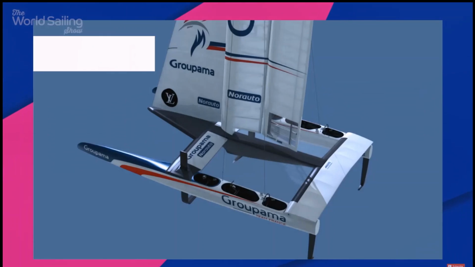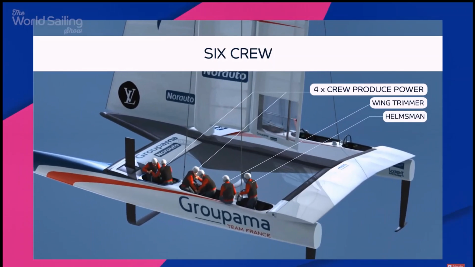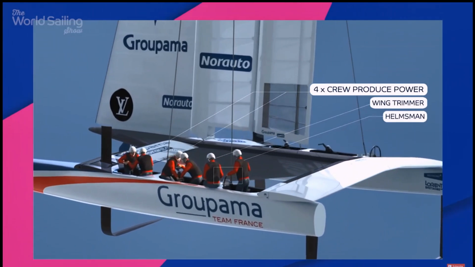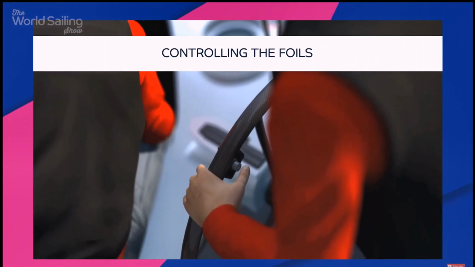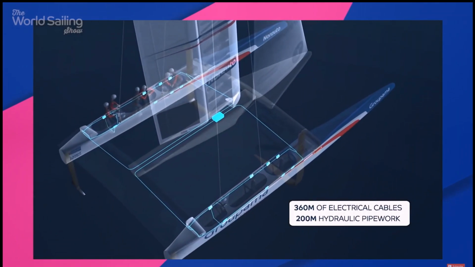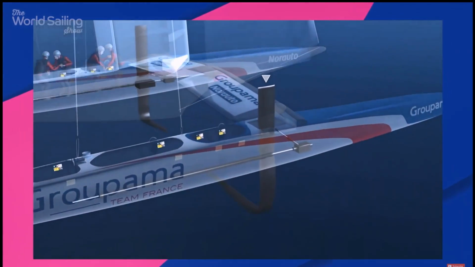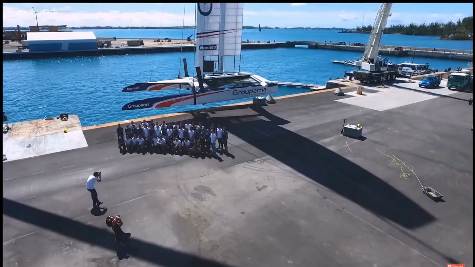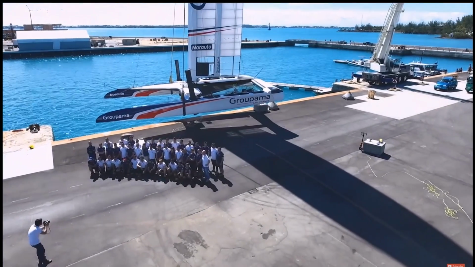Of the 6 crew, the front pair provide power to control the foils. The middle pair provide power for the wing trim. The helmsman controls the main foil using buttons on the wheel. The big secrets lie in the control systems for the complex networks of electrical cables and hydraulic pipework. And success may well come down to who has mastered this technical challenge the best.